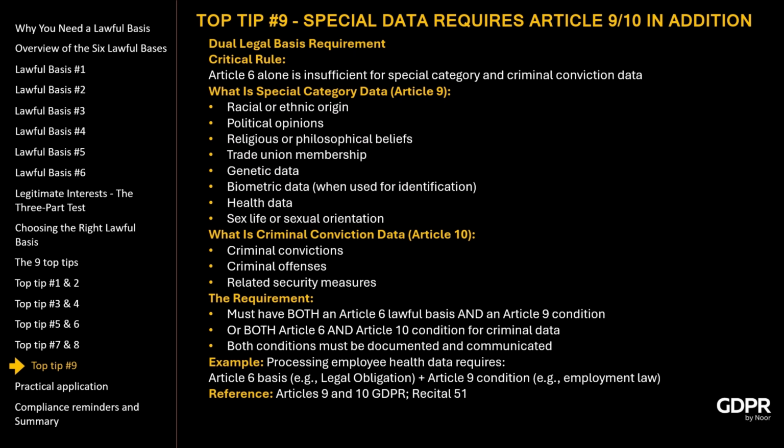Both must be documented, both must be included in your privacy notice. For example, if you process employee health data, you might rely on legal obligation under Article 6 and the employment law condition under Article 9. The dual requirement is not optional. If you only have an Article 6 basis, the processing is unlawful, even if your Article 6 basis is correct. So, whenever you handle sensitive data, always ask, do we have both bases covered?